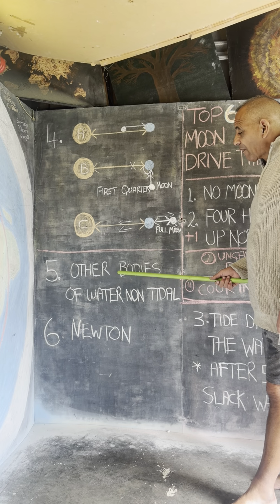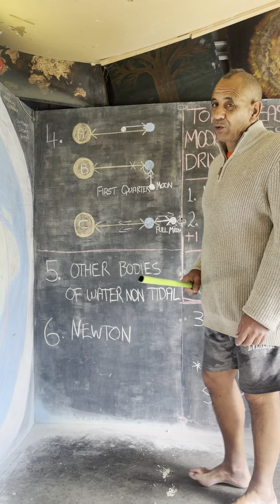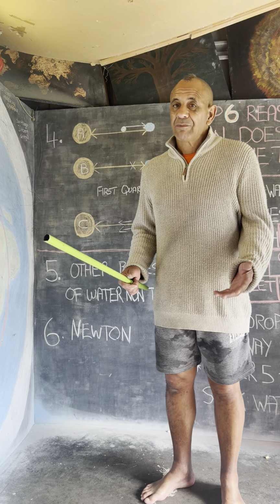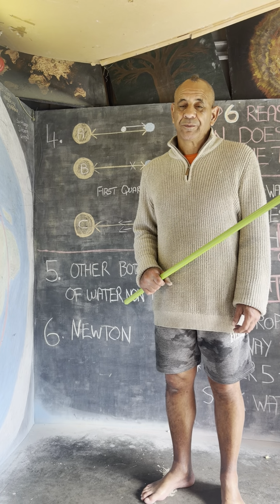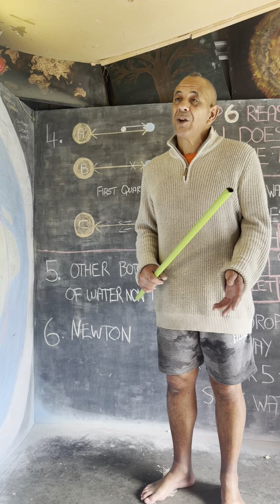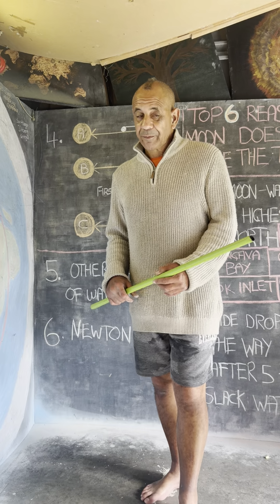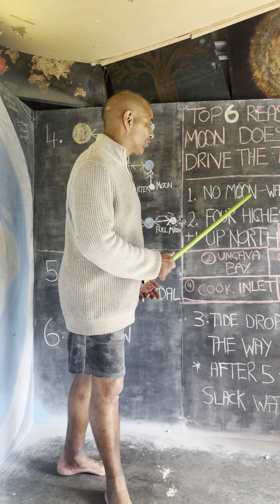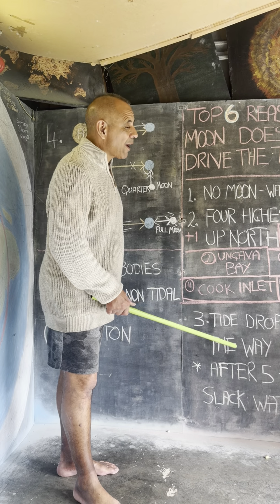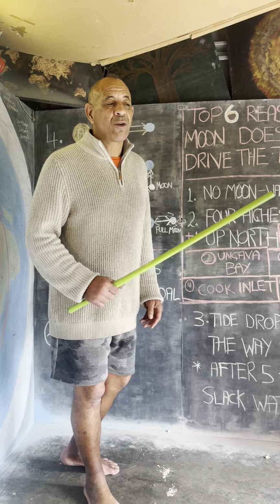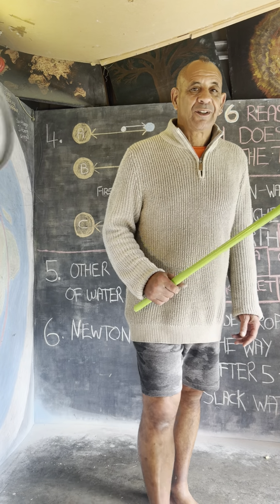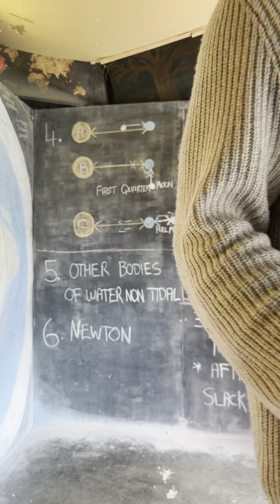Number 5, none of the other bodies of water on Earth, they're all non-tidal. You could go back and forth and say, no, they're not. Yes, they are. No, some people are. They are non-tidal. It's obvious they're non-tidal. For crying out loud, it is not the moon moving the water on Earth.